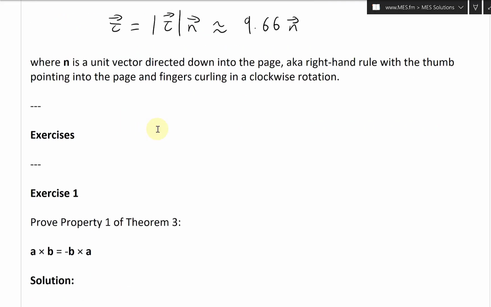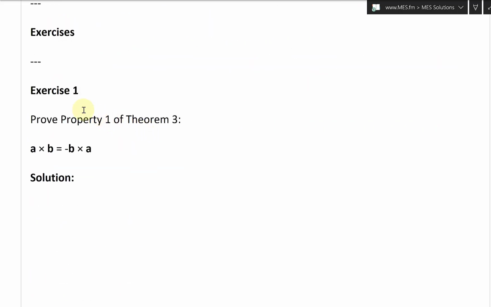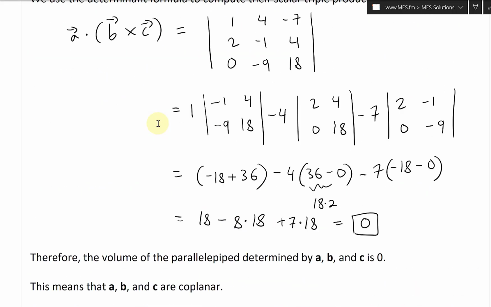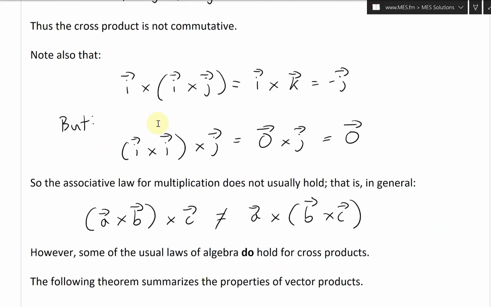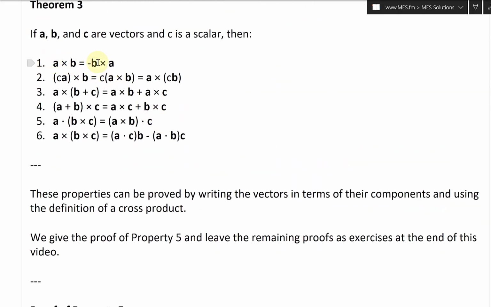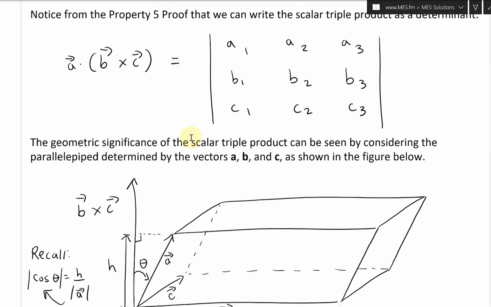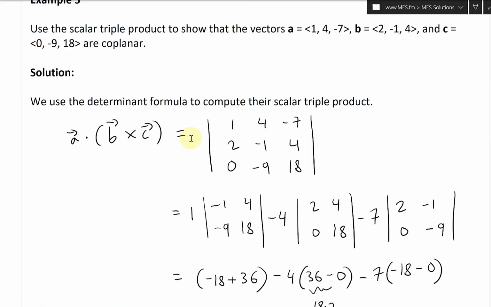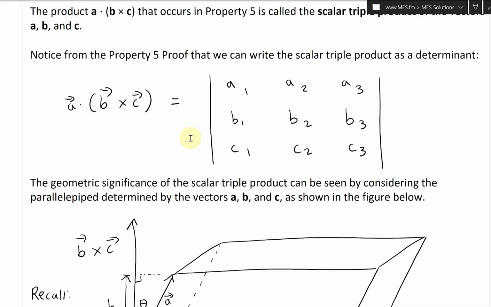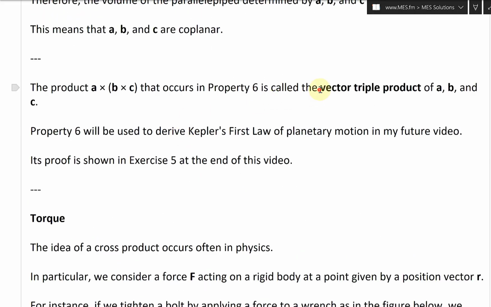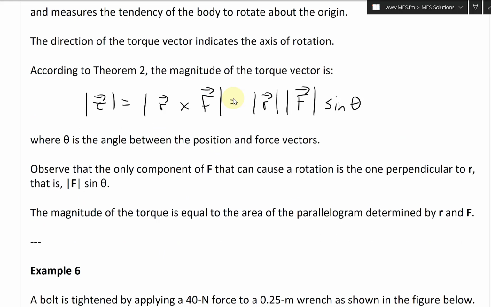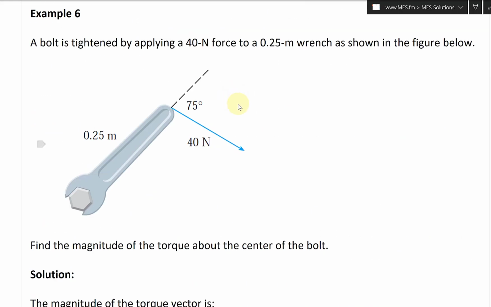We pretty much finished all these. And all the exercises I'm going to do is just prove the properties. Prove property 1 of theorem 3, and basically we're going to prove all these properties. We already proved property 5, so we're going to do the rest: 1, 2, 3, 4, and 6. Six is going to be the fifth exercise, and that's the vector triple product. I think that's what it's called. Let's go see what it was called. Yeah, that's over here. So the vector triple product is property 6. All right, let's just jump right in.